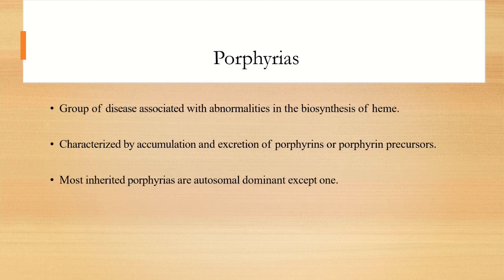Porphyrias, a group of diseases associated with abnormalities in the biosynthesis of heme, are characterized by accumulation and excretion of porphyrin or porphyrin precursors. Most inherited porphyrias are autosomal dominant except one.